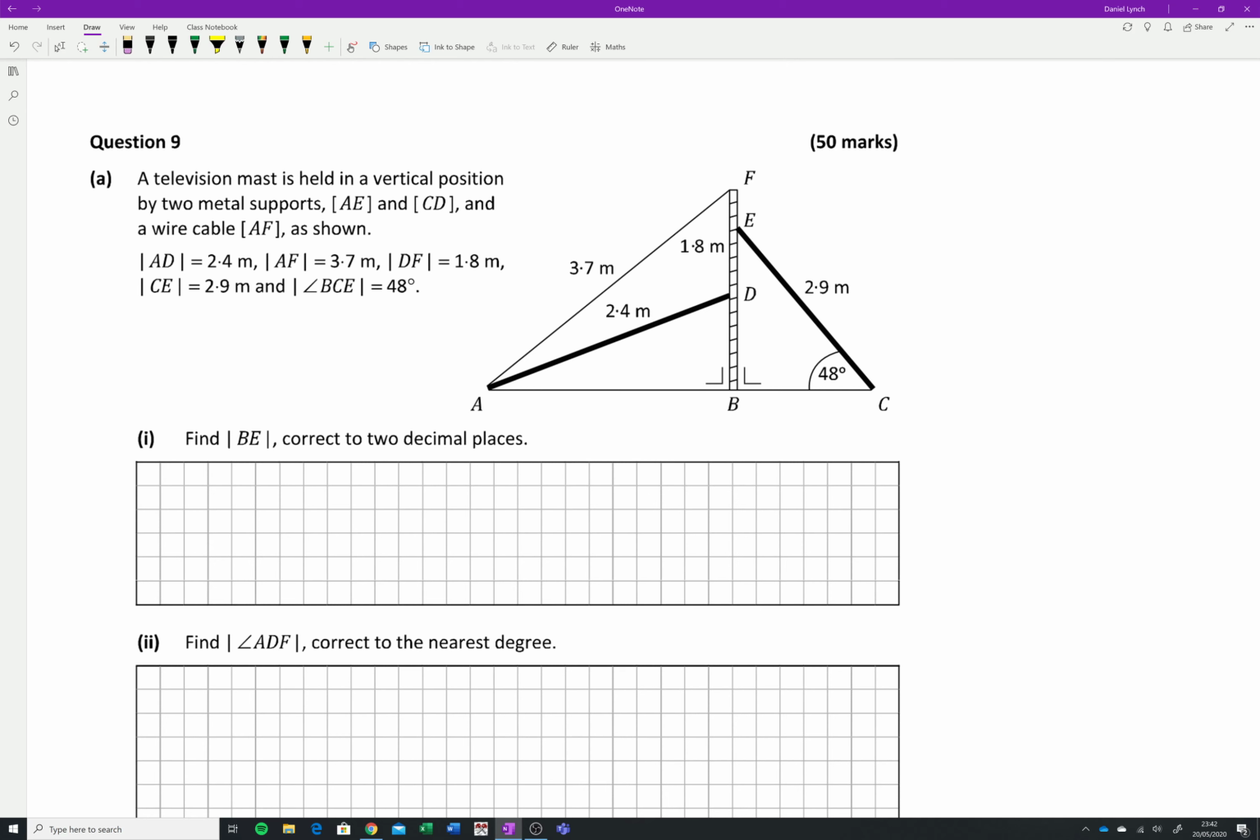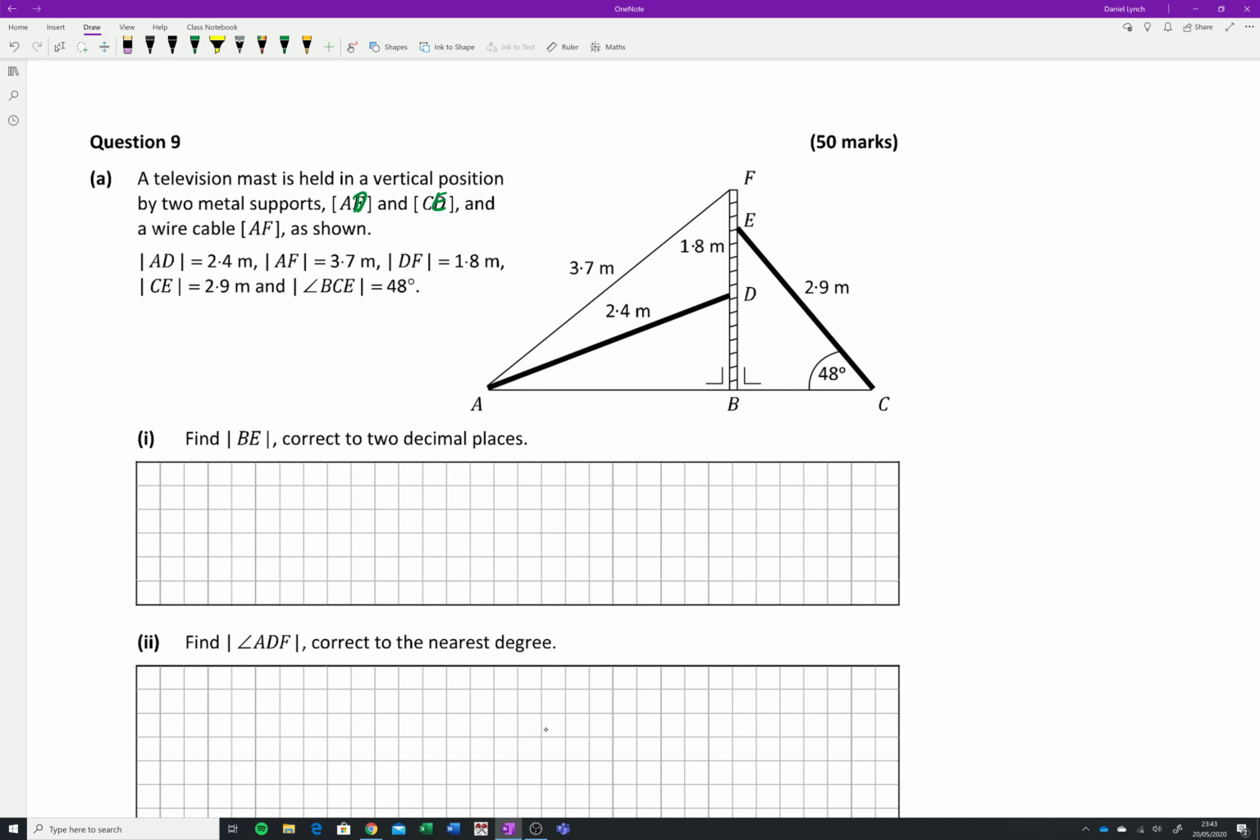Okay. So it says a television mast is held in a vertical position by two metal supports, AE, which is shown there maybe. In fact, it's not AE. I think that might have meant AD. This looks like a support to me, but I could be wrong. And CE, maybe that's what they meant. And a wire cable AF. Yeah, that looks like a wire cable AF as shown. Okay, so I think that was just a small little mistake that they had. Yeah, because it says A to D there is 2.4, so obviously a small little typo.